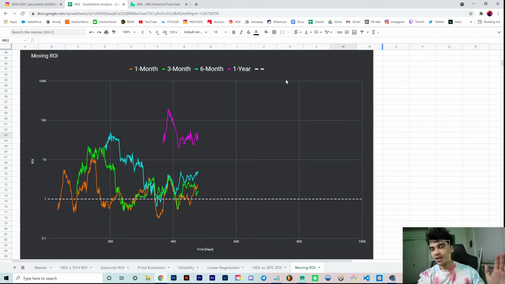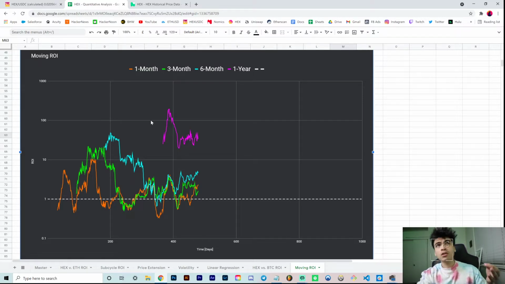Let's go ahead and jump right into this indicator that I made. It's a custom indicator called moving ROI. And essentially it looks at, if you had bought and had an investment time horizon of different amounts of time, how much would you be up, right? What would your actual ROI be? So that's why it's a moving ROI.